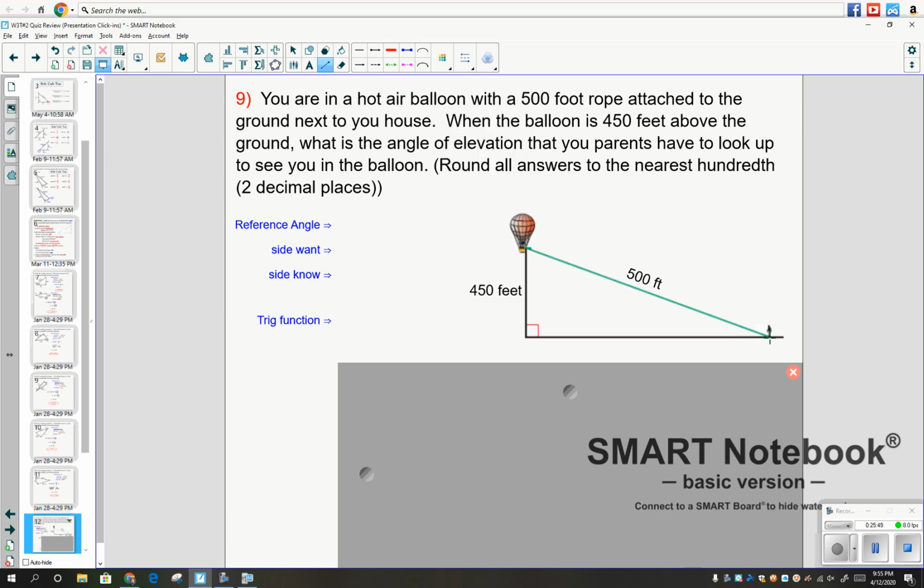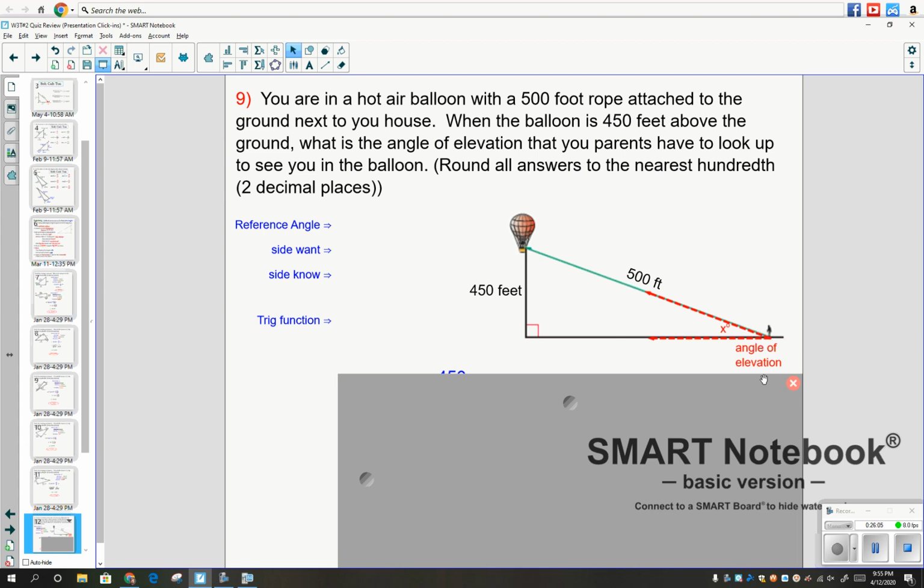Remember, angle of elevation is, here are your parents, created by looking straight ahead, then up. Right there is my angle of elevation. That is the angle that I want to find. That's going to serve as my reference angle. Are there any sides that I want to find here? No. Not interested in finding any sides. So I better know 2 sides. Well, I know 450 and 500, correct? Well, how do 450 and 500 relate?